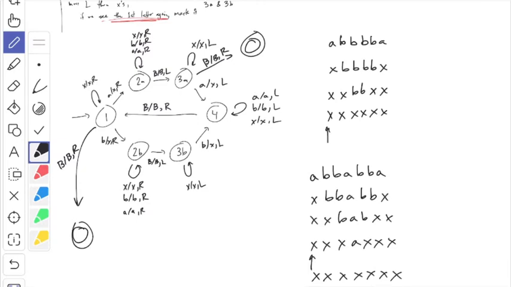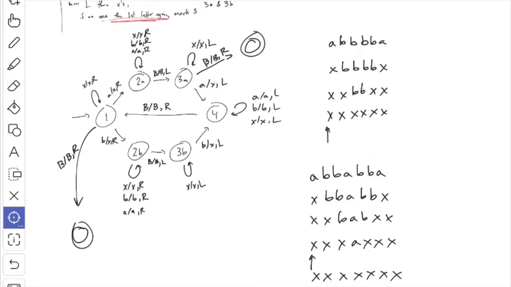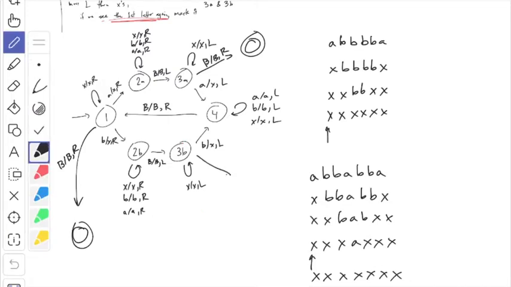All right, and where else? 3B, the same thing will happen. Like in this example I did, I was in 3A because that letter in the middle was an A. But if the letter in the middle was a B, you'd be down here and the same thing would happen. So another accepting state right there.